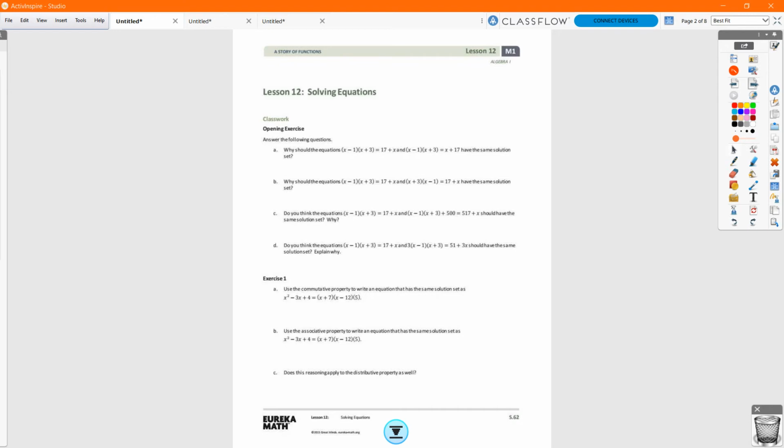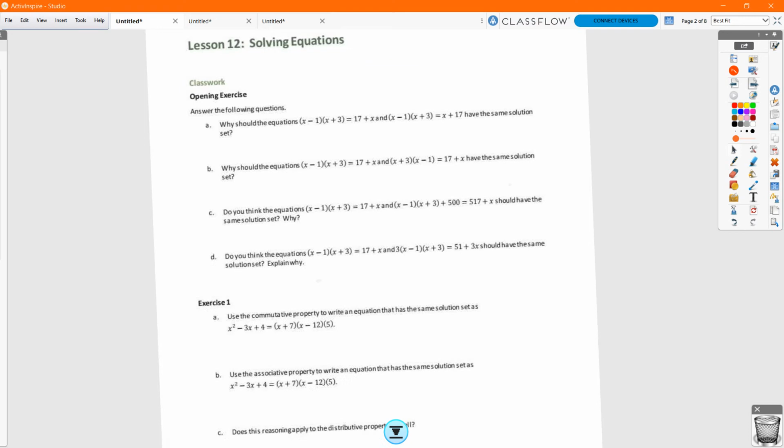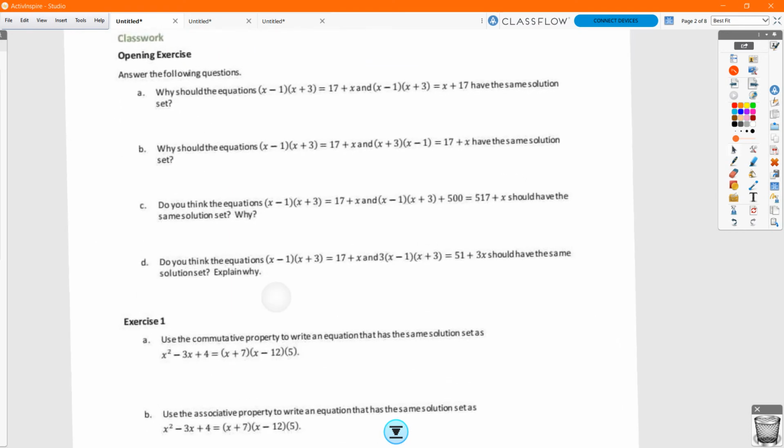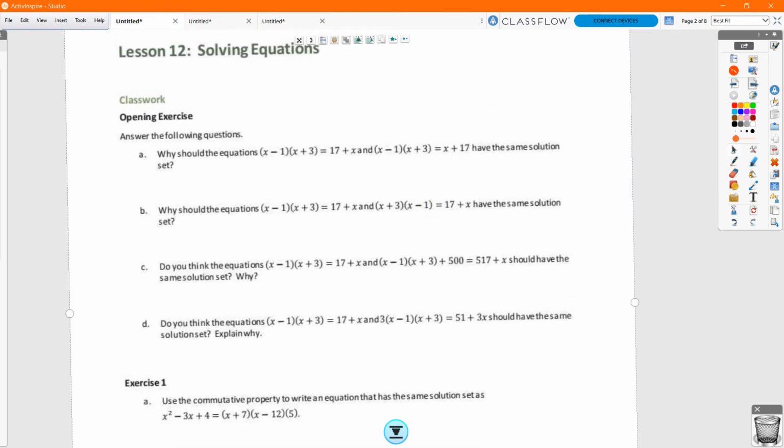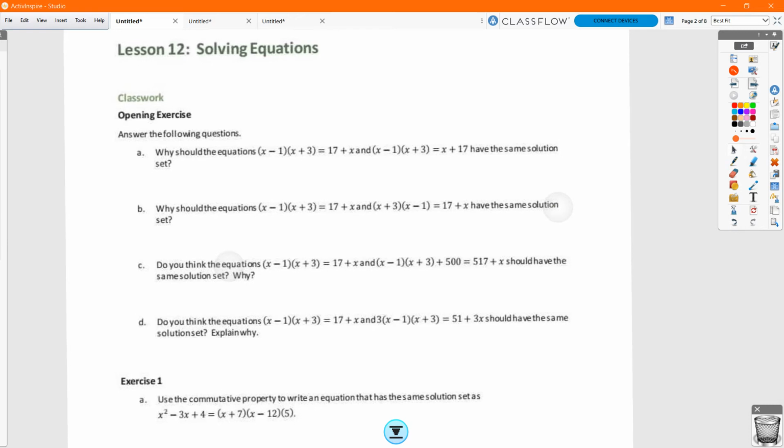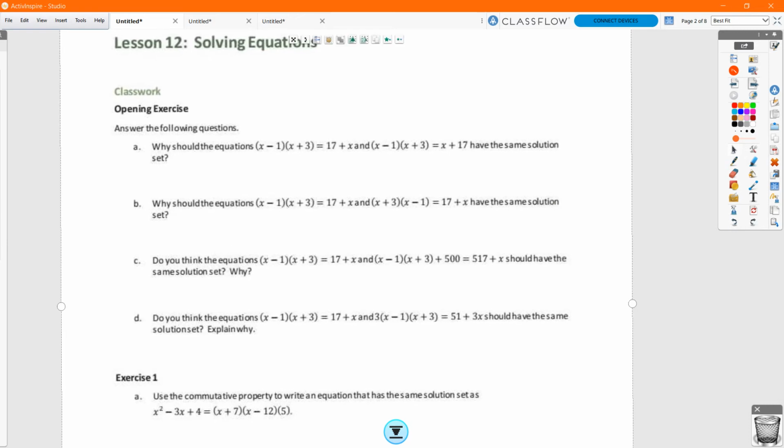All right, so we've got an opening exercise. So we're on lesson 12. We finally get to some good stuff, the kind of stuff I love. All right, solving equations, okay? Now, you all have done some solving equations in 7th grade, some 1-2 step kind of stuff, maybe even more after that, I'm not sure. All right, so let's discuss solving equations, okay?